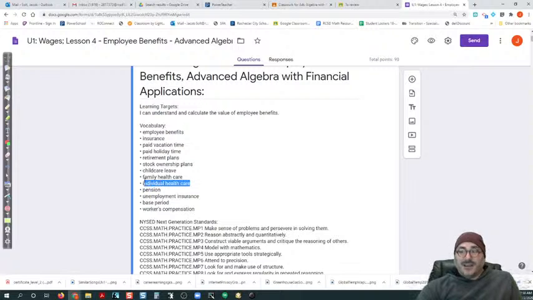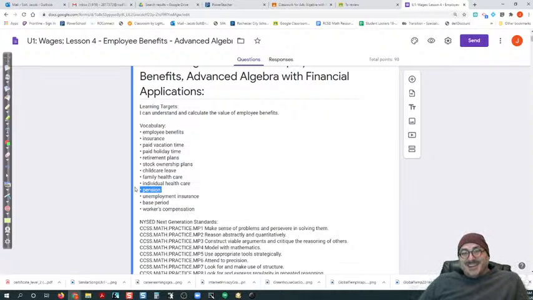Individual health care just for you as the individual. Family health care is for your whole family. And there's things called pensions, which are really a lot like retirement plans. And a pension is, after 20 or 30 years, your employer pays you a certain amount of money not to come to work for the rest of your life, right? And this idea is this is your retirement, this is your pension.